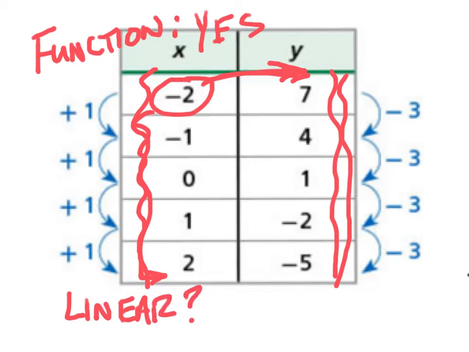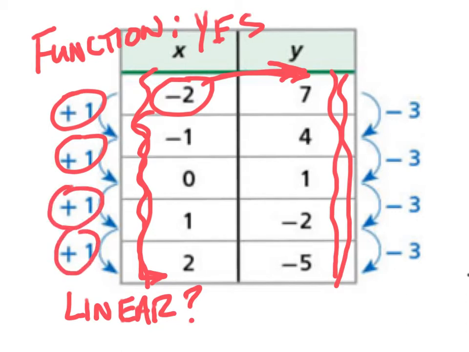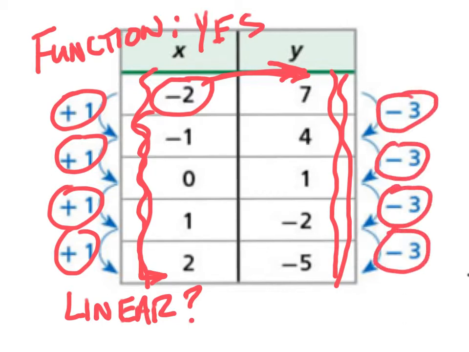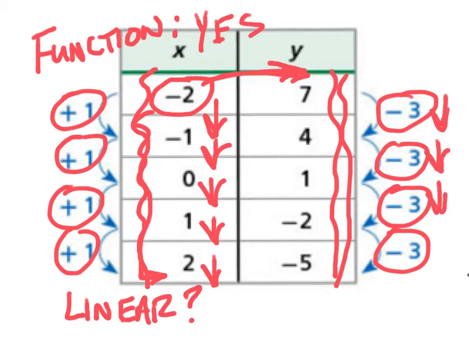Does it create a straight line? Well, look at your X values. They go up by the same amount. The difference between your x values is 1 each time. They're going up by 1. Look at the y values. They're going down by 3. They're doing the exact same thing each time you step downward or upward on the x value. These are doing the exact same operation. They're dropping by 3. If that's the case, then yes, it will be linear.